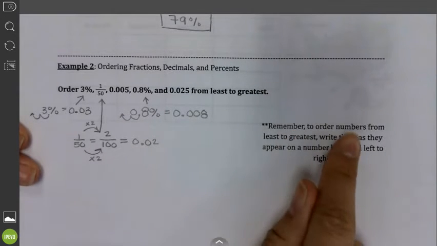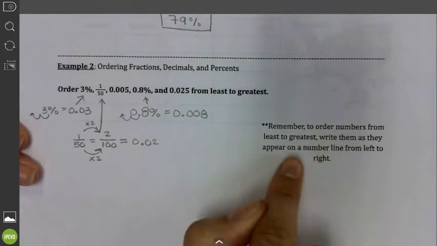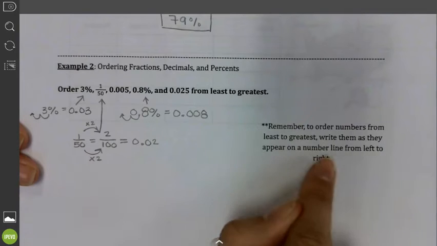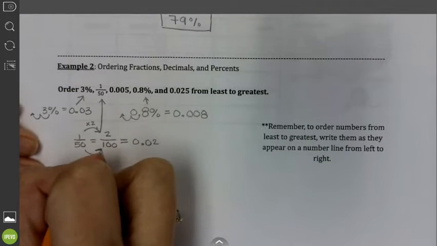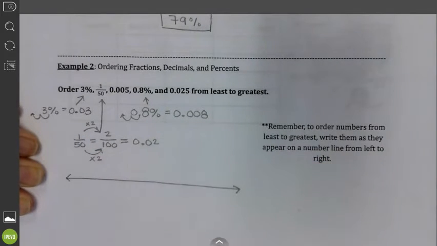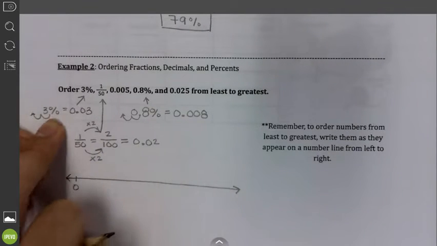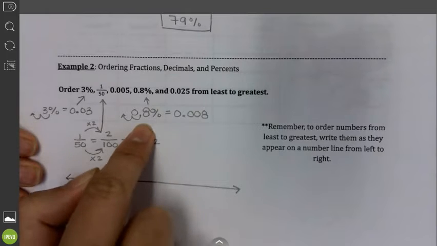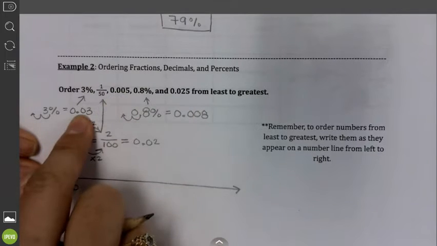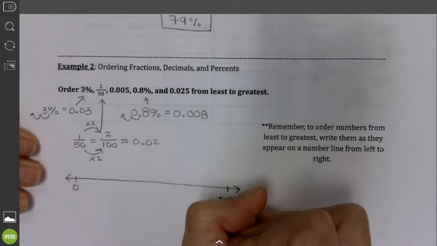Now remember, to order numbers from least to greatest, write them as they appear on a number line from left to right. You don't need to use a number line, but it could be helpful. So I'm going to start at 0. And my biggest decimal out of all of these looks like 300ths.